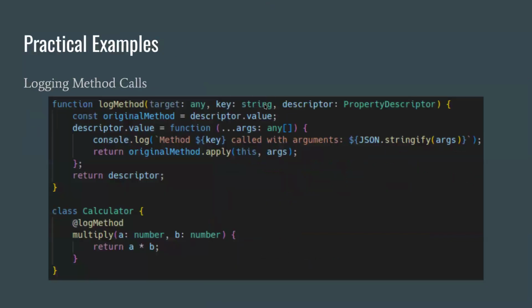So decorators can be extremely useful in real-world applications. And here is one example. Decorators can automatically log method calls, including parameters, and this can be really helpful with traceability and debugging. So we have this log method. It's just logging this multiply method.